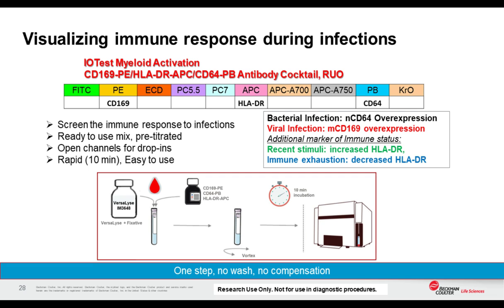With the IOTest Myeloid Activation, we have a rapid, easy to use test for visualizing the early stages of infection, a snapshot of the innate immune response. We can effectively differentiate between the bacterial and viral infection immune response and have a good idea of the interferon signaling during infections. The test is easy to use, a single step, no wash, no compensation, and a rapid assay.